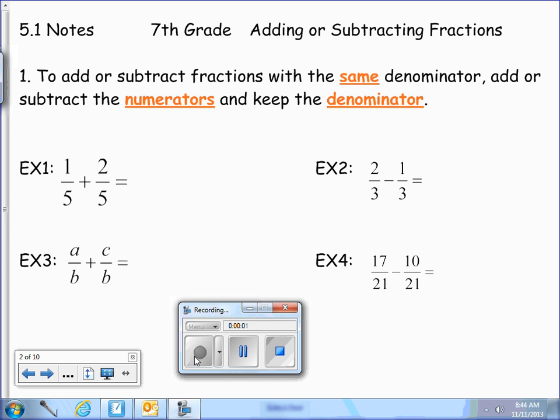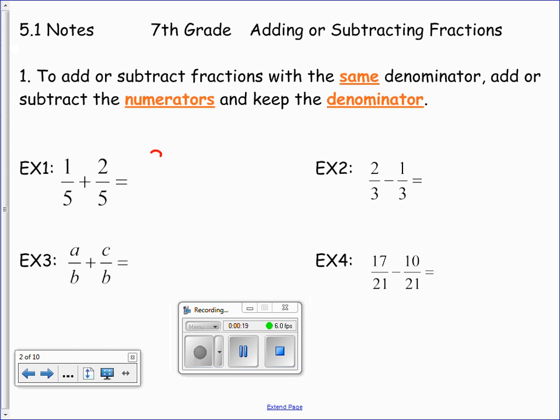In this lesson, in Chapter 5, we're going to be adding and subtracting fractions. Number 1, to add or subtract fractions with the same denominator, you add or subtract the numerators, and you keep the denominator. So in example 1, we have 1/5 plus 2/5. Your answer will be 3/5.